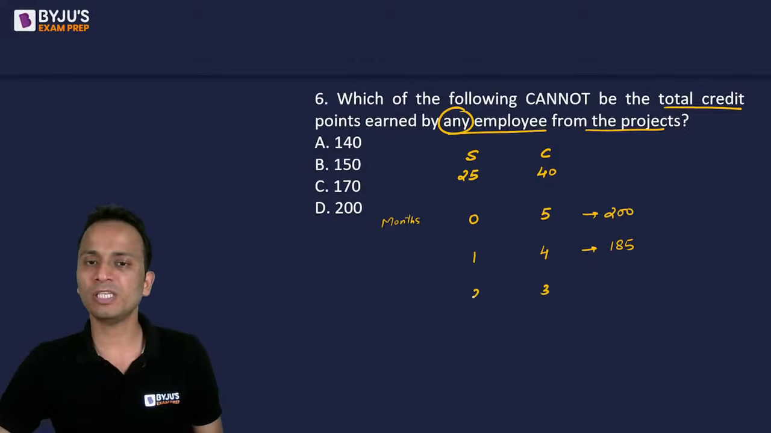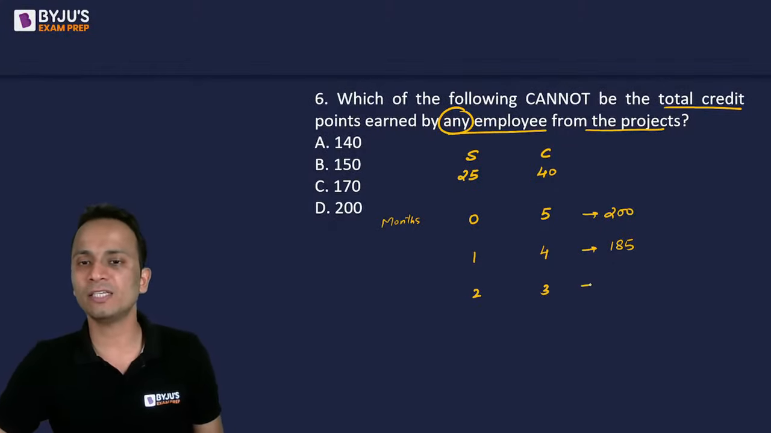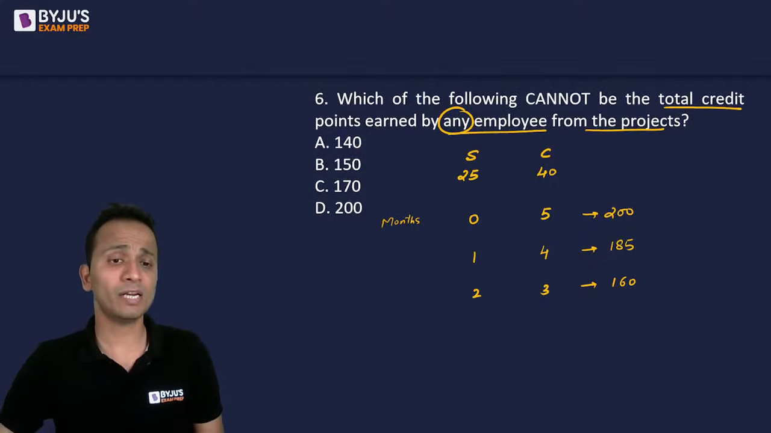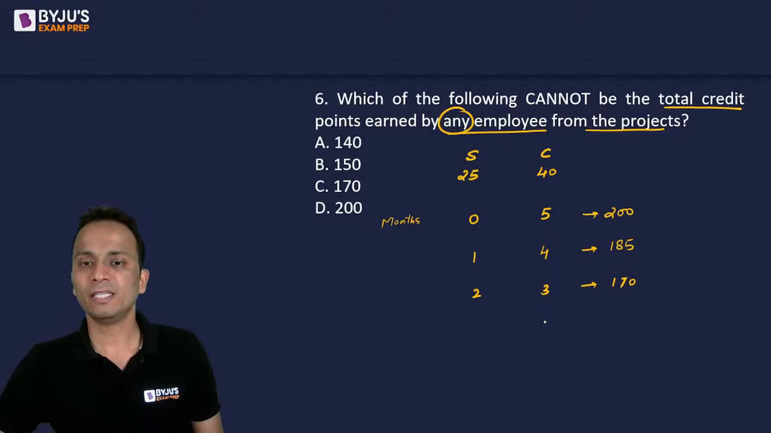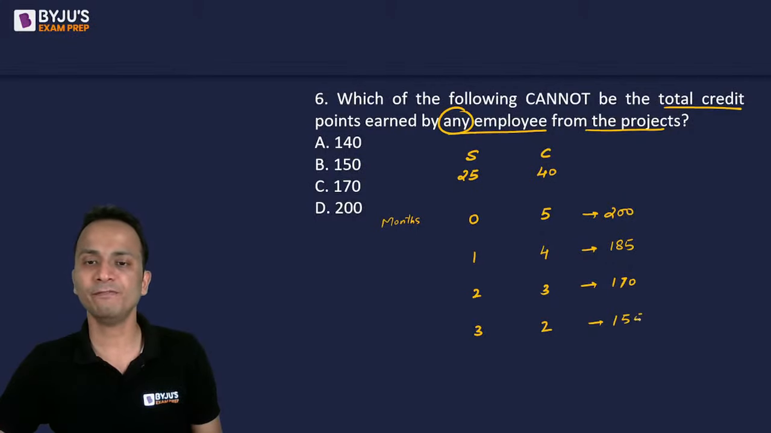Other options are 3 and 2. So 3 months on challenging and 2 months on standard. This will give you 120 and 50, so this will be 170. Then for 2 months on challenging and 3 months on standard, it will become 80 and 75. That is 155.